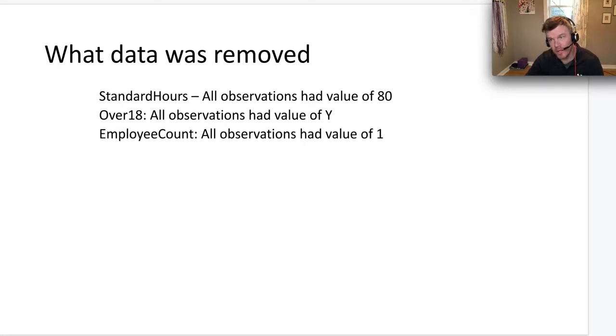As we looked at the data set, we found that there were 3 variables we could remove before even starting our analysis. Our first one was standard hours, where all observations had a value of 80. Over 18, all observations had a value of capital Y. And the employee count, all observations had a value of 1. So these variables we removed before we even started our analysis.